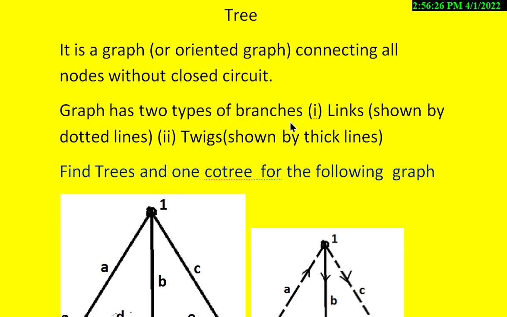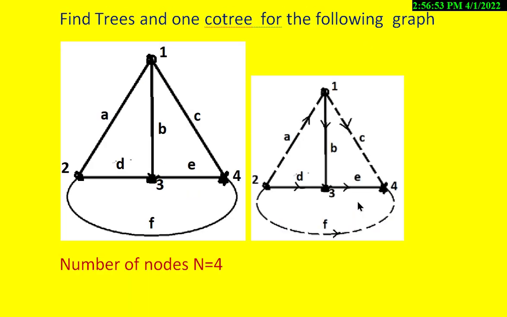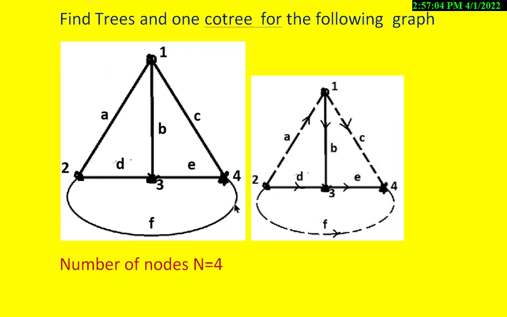And the tree will have two types of branches. One is called links, which will be shown by dotted lines. There are other types of branches, they are called twigs. They are shown by thick lines like this. This is one thick line, this is another thick line, this is another thick line. These are called the twigs, whereas these dotted lines indicate the links. And the number of nodes for this graph are 4. That is 1, 2, 3, 4.